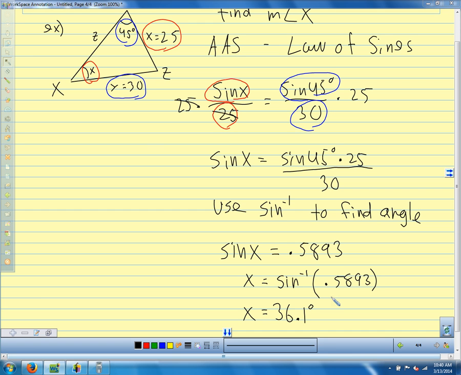All right, so law of sines, pretty easy. Set up these fractions and solve for the part that you need. Not too complicated.